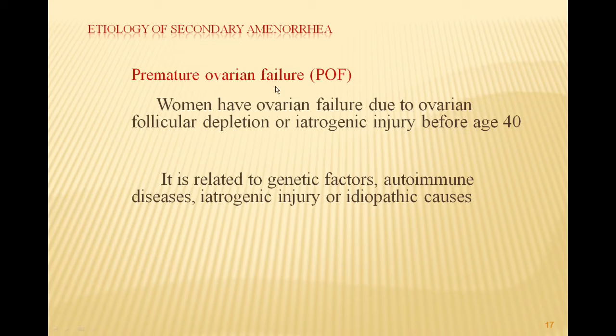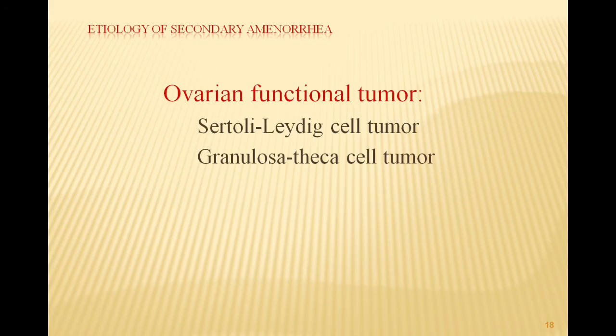Premature ovarian failure refers to amenorrhea in women before 40 years old, causing ovarian failure due to ovarian follicular depletion or iatrogenic injury. The exact etiology is not very clear, but we know it is related to genetic factors, autoimmune disease, iatrogenic injury, or idiopathic causes. Ovarian functional tumors can cause amenorrhea, such as Sertoli-Leydig cell tumor and granulosa-theca cell tumor.